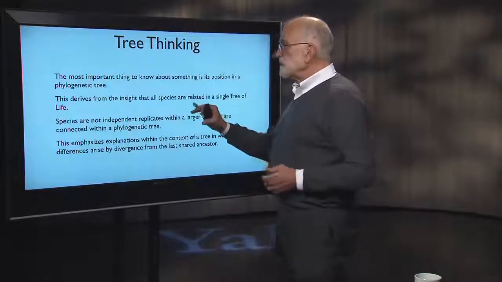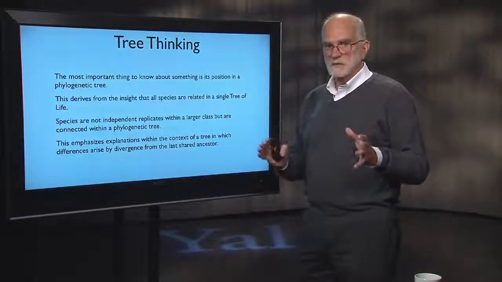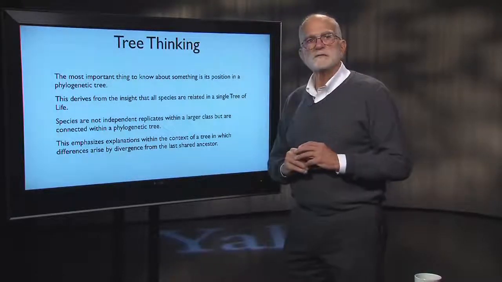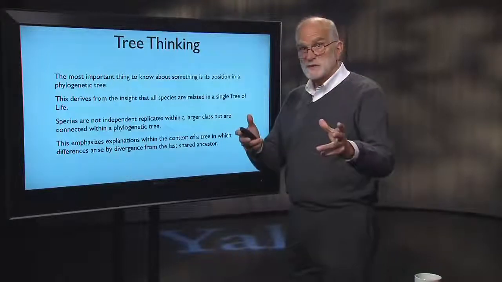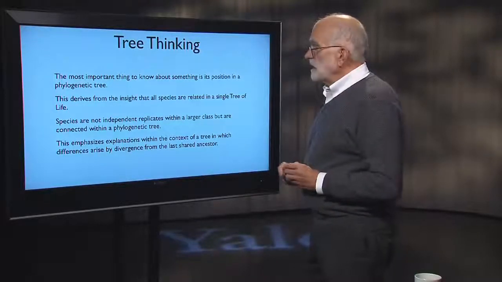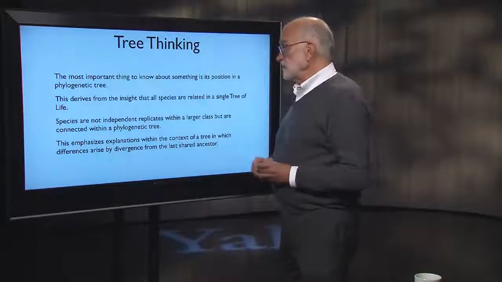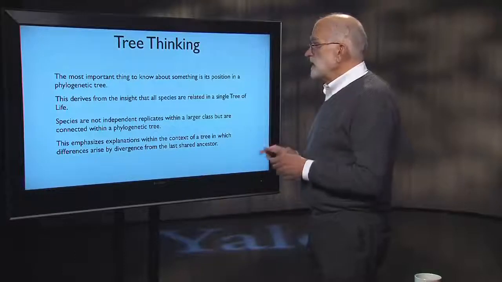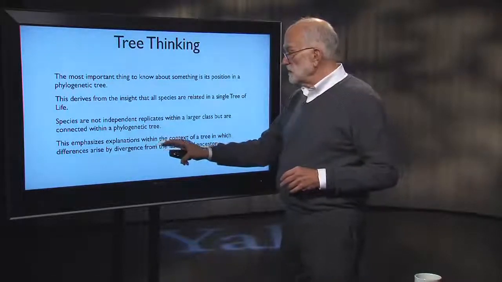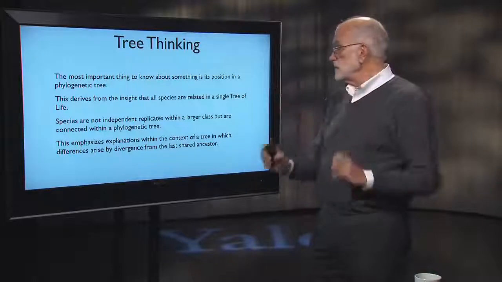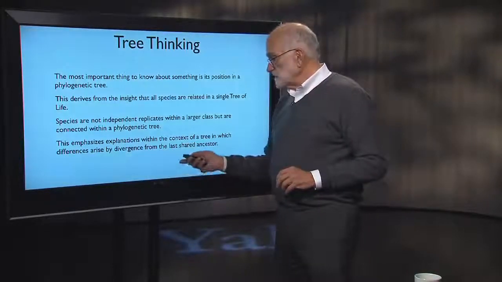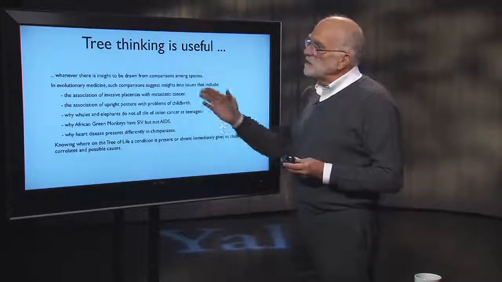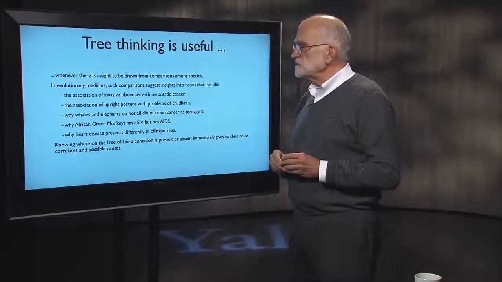So this all derives from the insight that all species on Earth, at least the ones that are not viruses, are members of a single tree of life. Life originated once, and all species are descendant from that ancestor. Species then are not independent replicates within a larger class, but they are connected within a phylogenetic tree. This kind of thinking emphasizes explanations within the context of a tree in which differences arise by divergence from the last shared ancestor. So, tree thinking is useful whenever we can get insight from comparisons among species.